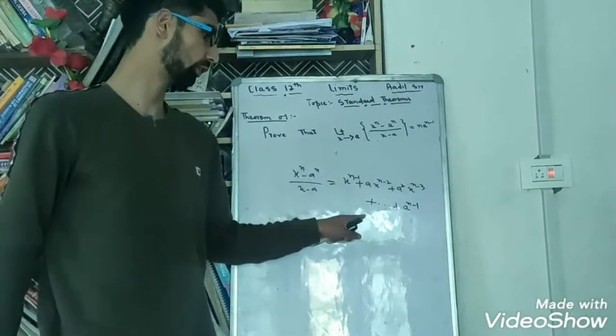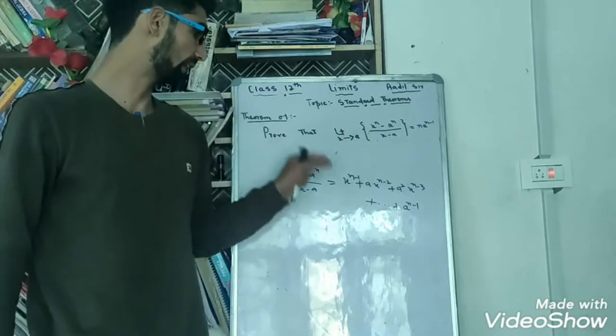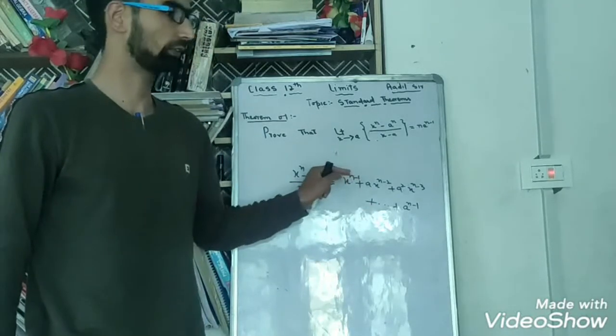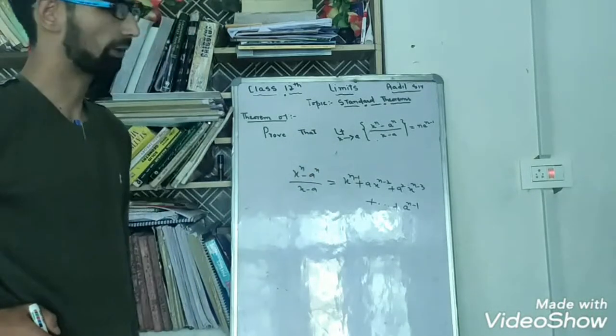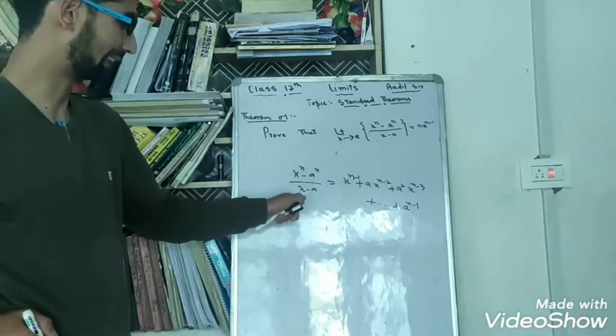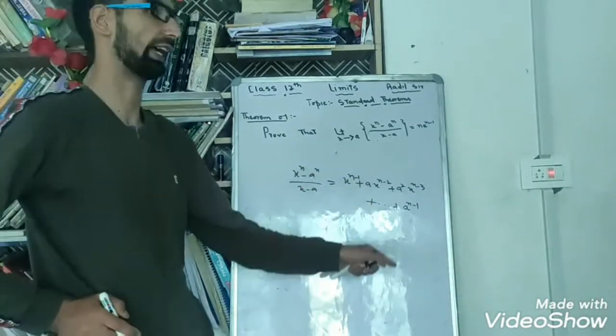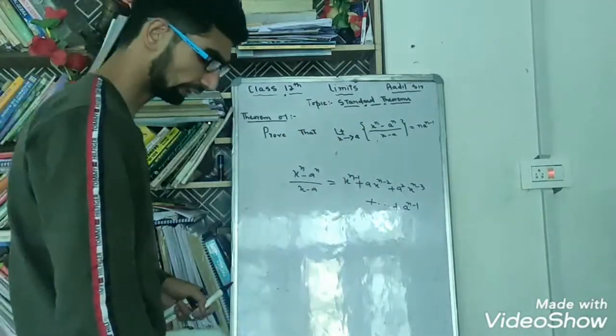I have already given you this expansion in our previous lecture. How we are getting this expansion, I have already told you that also, that beta we are getting this expansion with the help of long division. We are dividing this x power n minus a power n by this x minus a and we are getting this expansion. So here we will apply this expansion and we will get the result.